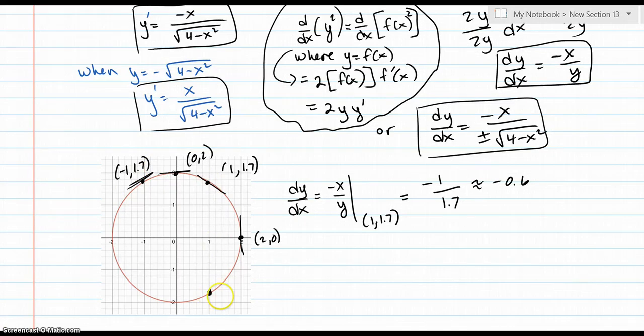You can check out this point, (1, -1.7). That would make the y negative, so again it would be positive, the same value, and so forth. So you can see it does work. So let's go look at the next example on Desmos. So let's go back to Desmos.